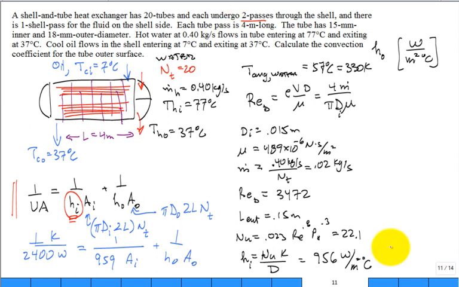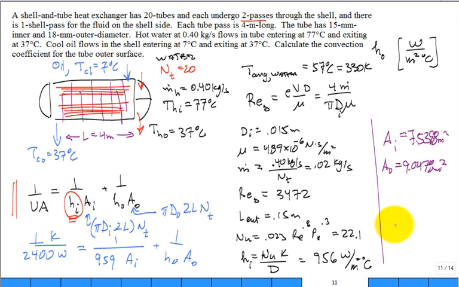I'm going to skip over here. I hate to. Let me just give you the number. 7.5398 meters squared, area on the outside. 9.0478 meters squared. Hence, you calculate from this equation right here the h naught. h naught is 397 watts per meter squared degree C.